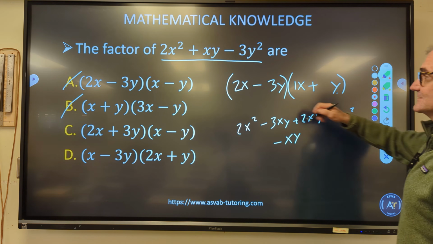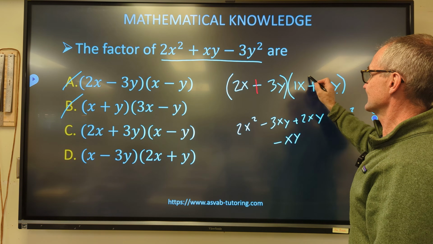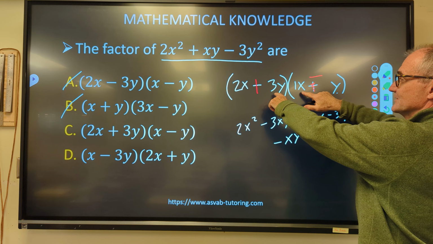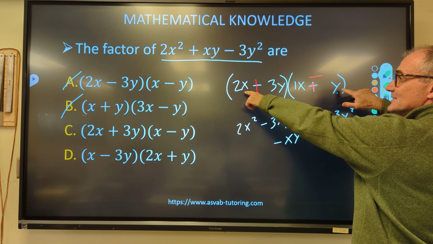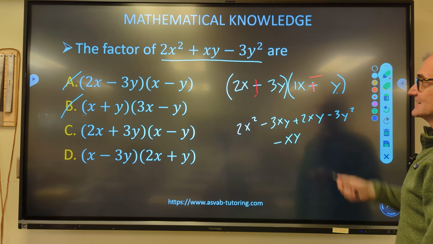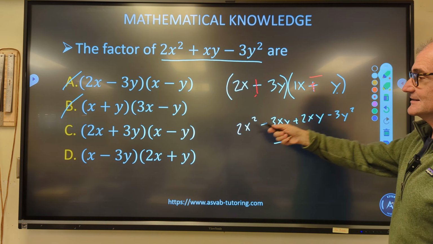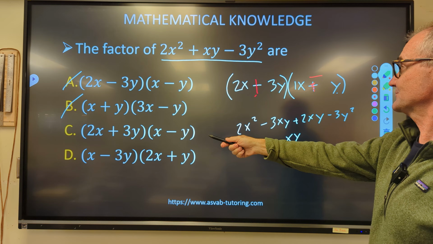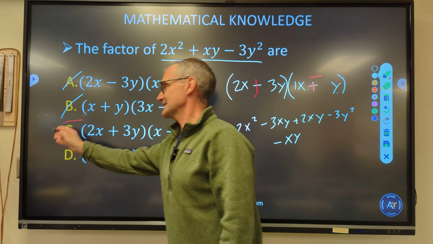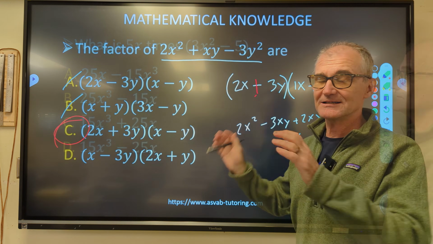So what I have to do is that means there has to be a positive here and a negative here. Now I have 2x squared plus 3xy minus 2xy gives me that positive xy, minus 3y squared. So there's my correct answer right there. I look down there, 2x plus 3y, 1x minus 1y, correct answer, answer C.